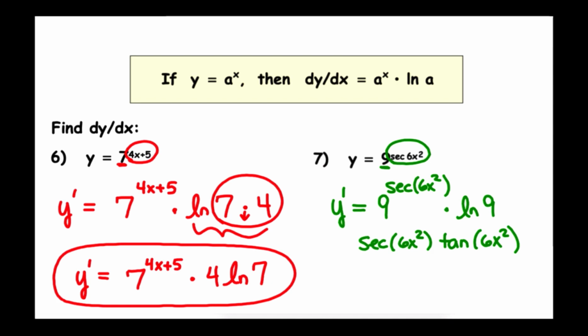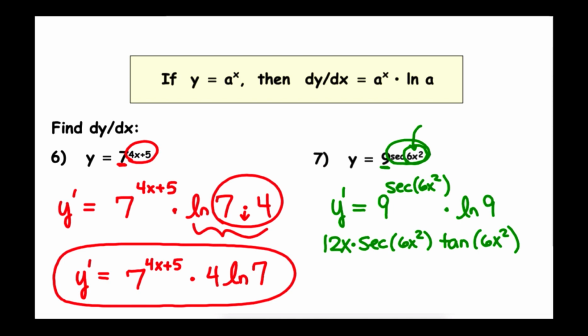Notice when I did that the argument stays the same both times. It's secant of whatever, tangent of whatever, but that whatever, that argument, doesn't change. It's whatever it used to say. And if that has a chain rule, and it does, you have to multiply by that as well. So times another 12x, I'll slip that in front.